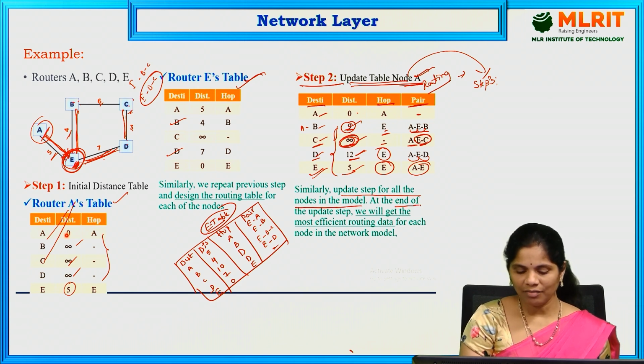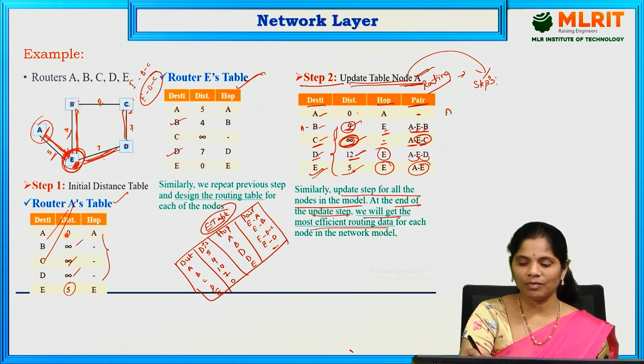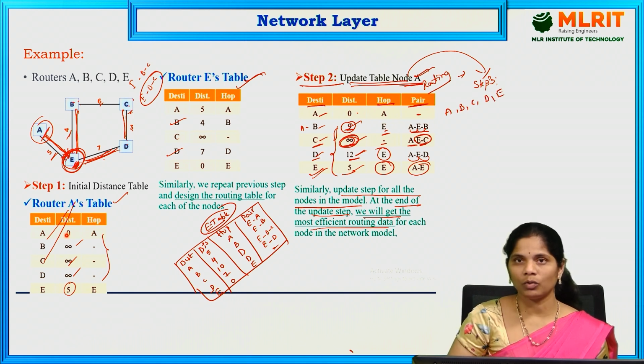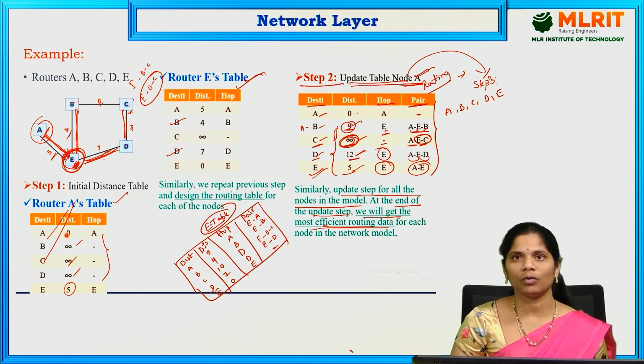At the end of the update step, you will get the most efficient routing data. Finally, you have to do this calculation for all the other routers: A, B, C, D, E, for all routers. Like this, you have to build the routing table. Finally, you will reach the best path from each and every router. That is the main condition in the distance vector routing algorithm.